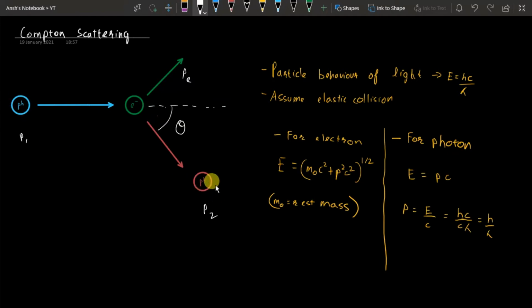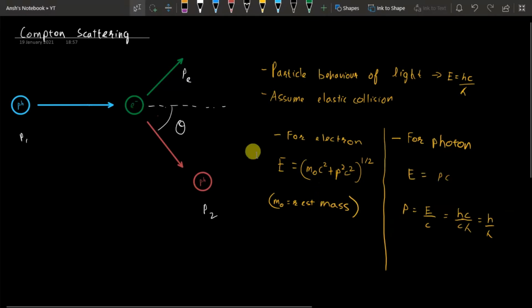So let's do that. The way we go about doing this is by using momentum conservation in the system and energy conservation of the system. So let's find out what the momentum and the energy of the different particles in our system are. So for an electron, the net energy of the electron will be associated with its rest mass energy as well as the momentum of the electron. Now, in the initial state, the electron is stationary, so it will only have rest mass energy.